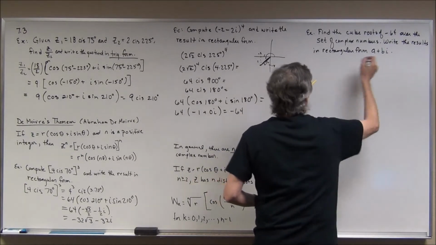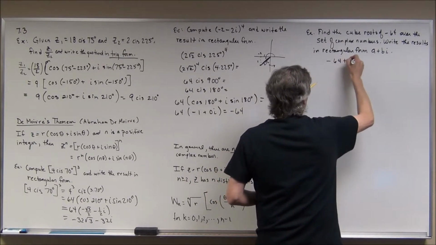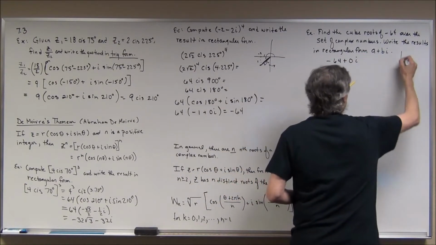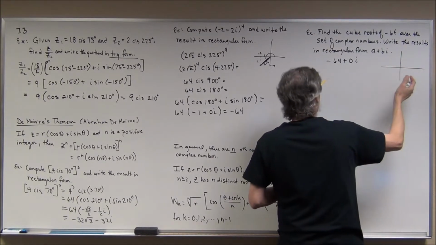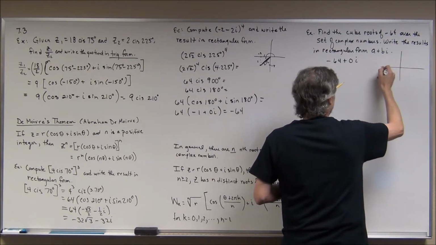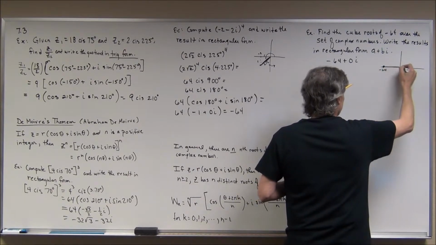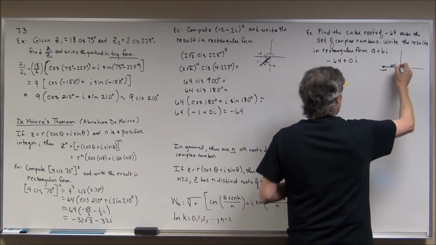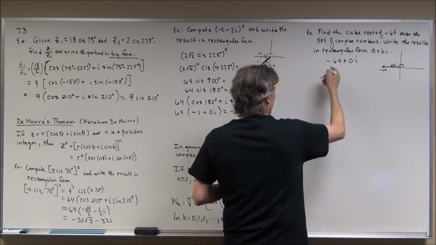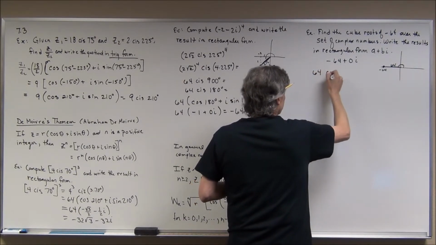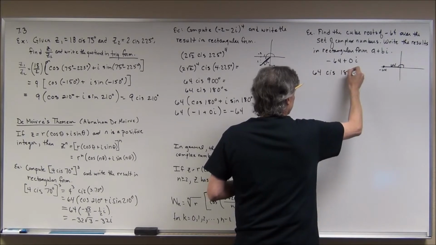Now negative 64 is the same as negative 64 plus 0i. So if you were going to graph this, you would be graphing way out here at negative 64, you'd be graphing this point. This distance here is 64, this angle here is 180. So in polar form, this is 64 CIS 180 degrees.